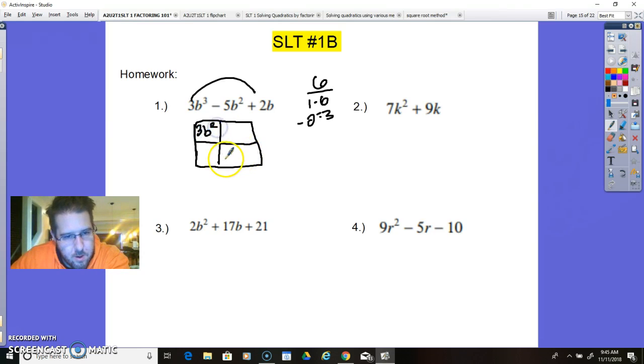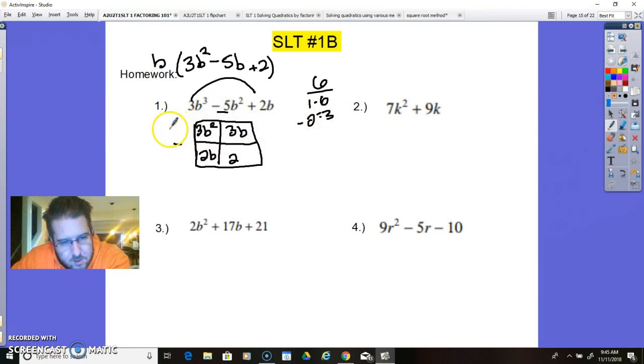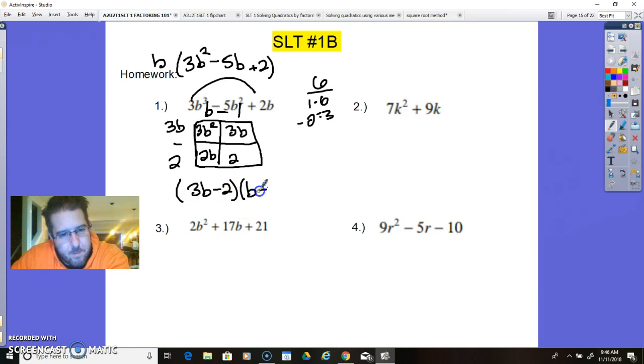3b squared here, 2b here. Okay, I would have factored out the GCF first, sorry. So that's b times 3b minus 5b plus 2. So I factored out the b first. Okay, so now I can put negative 2b here and negative 3b here. These can both be divided by 3b. These can both be divided by 2. These can both be divided by b. These can both be divided by 1. So there's your answer. 3b minus 2 times b minus 1.